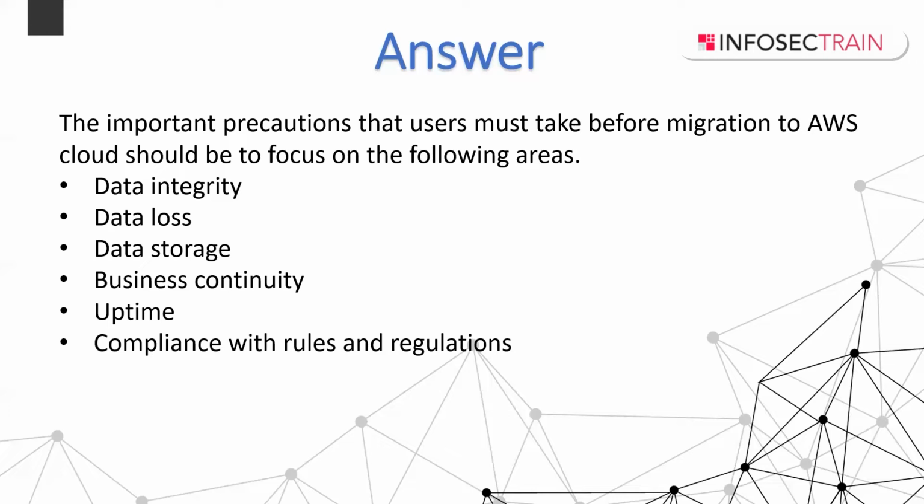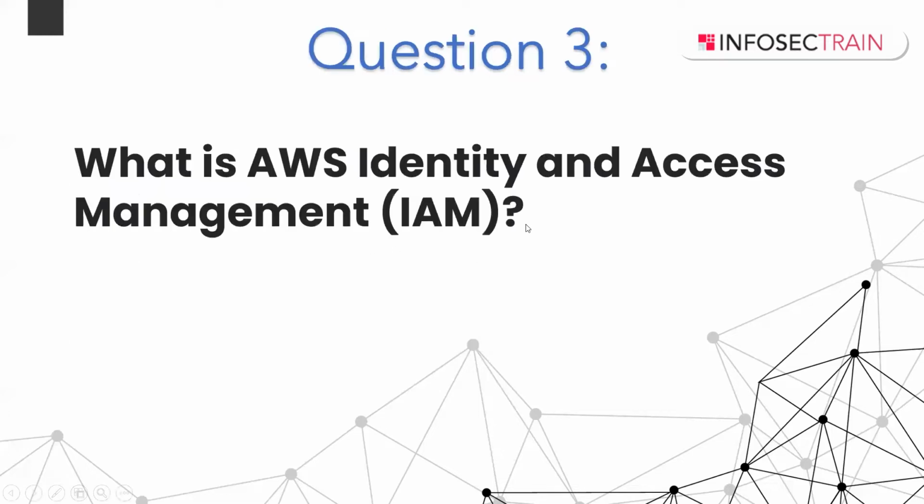Now uptime, so there should be uptime, and the most important thing, compliance with rules and regulations. Team, if you are not following proper compliance, then you will be in trouble. You have a lot of compliances like HIPAA, GDPR, PCI. If you are using these kinds of things, or if you are holding data of people of another country, then you should always check compliance with rules and regulations. Now moving on to the next question. What is AWS Identity and Access Management?